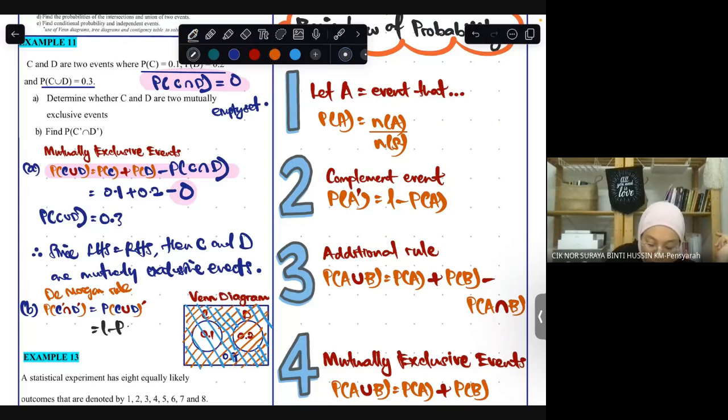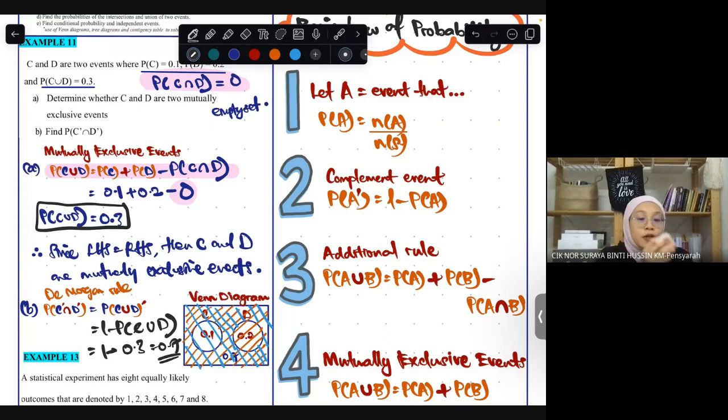You can use this formula and then you will get 1 minus probability of C union D. So 1 minus probability of C union D adalah daripada apa yang kamu dah cari tadi, iaitu 0.3. So 1 tolak 0.3 adalah 0.7. So ini adalah cara yang berlainan, iaitu memakai formula De Morgan rules in order to get the answer selain pakai Venn diagram. But if you prefer Venn diagram, just draw it, it's easier.